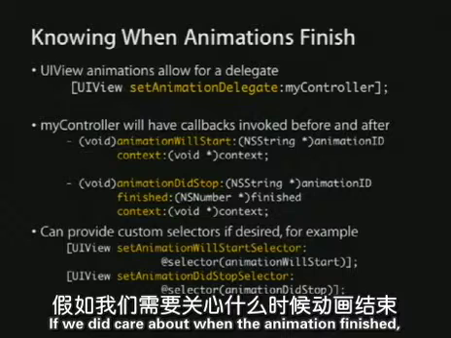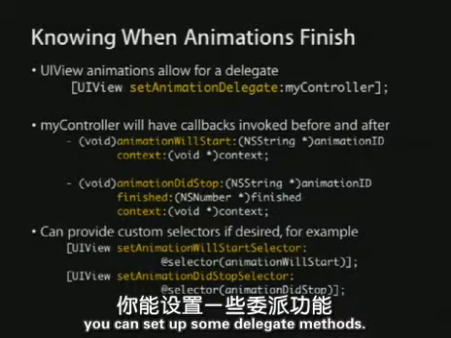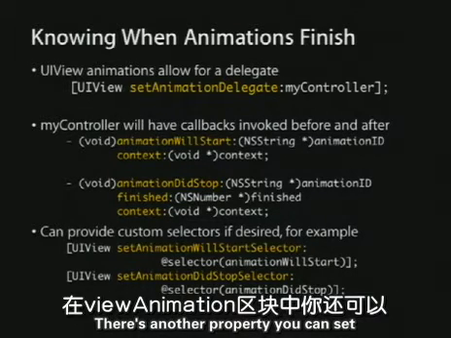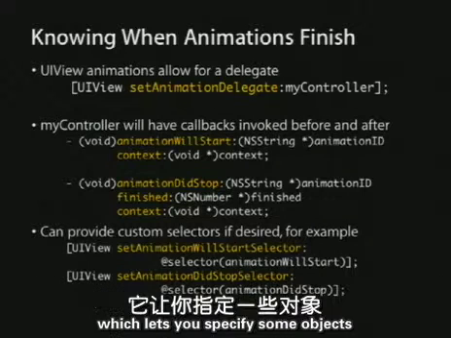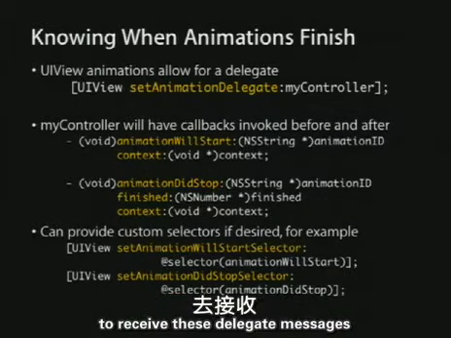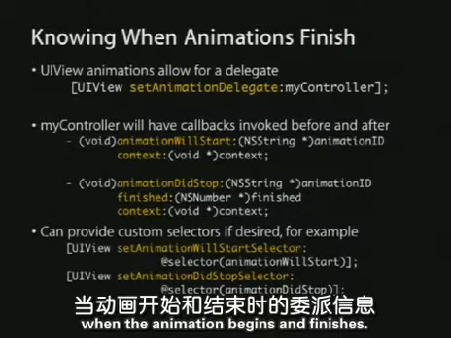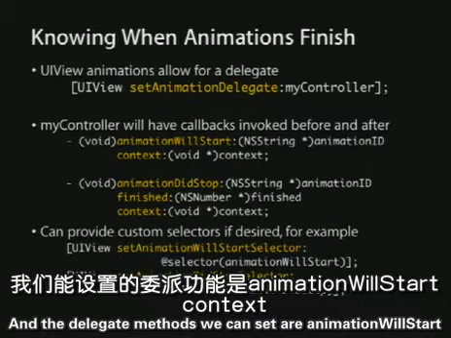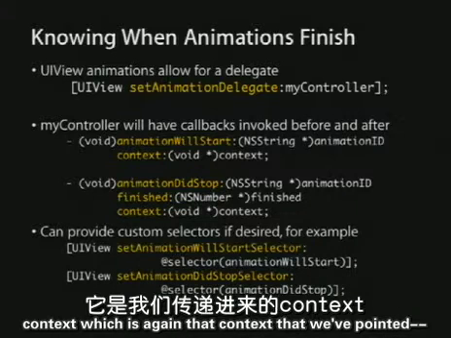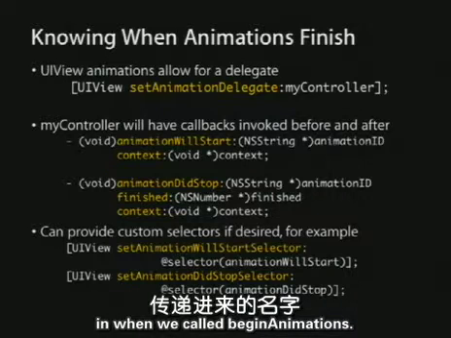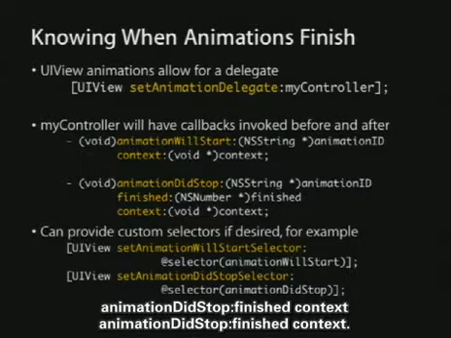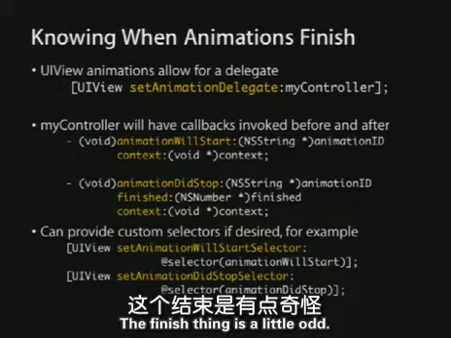If we did care about when the animation finished, you can set up some delegate methods. There's another property you can set with the view animation block. That's the set animation delegate, which lets you specify some object to receive these delegate messages when the animation begins and finishes. And the delegate methods we can set are animation will start context, which is, again, that context that we passed in, and the name that we passed in when we called begin animations. Animation did stop, finished context.